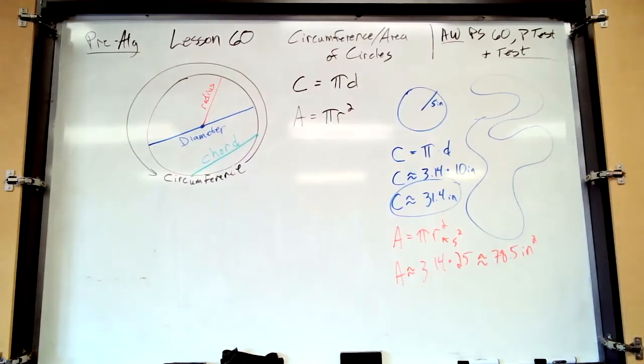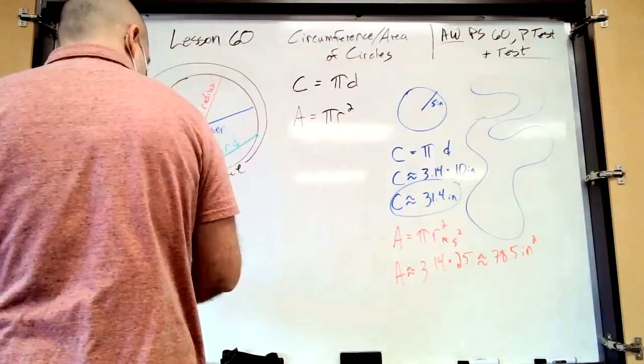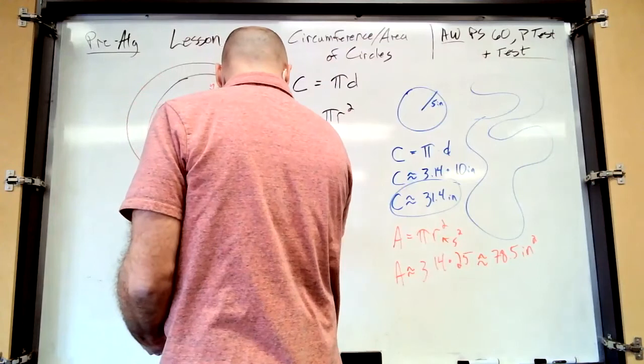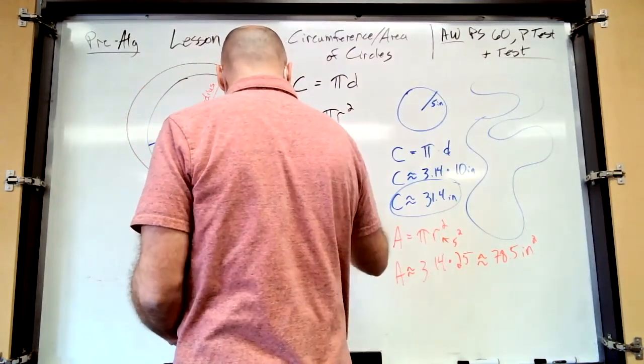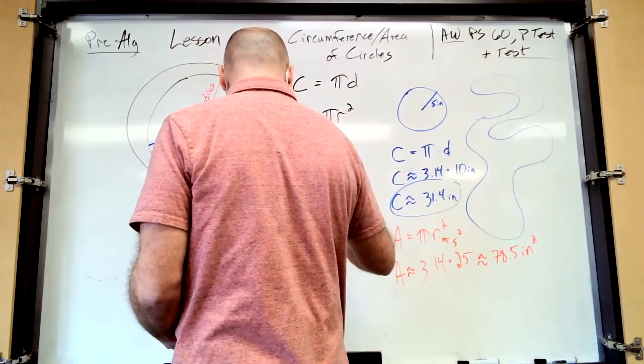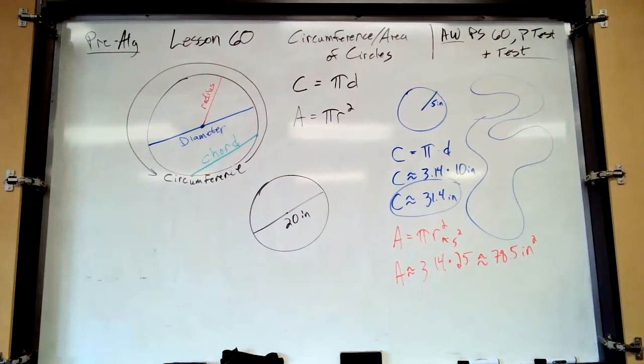All right, do another one. Ready? Let's find the area as fast as you can of this circle. Find the area of that circle for a free problem set. Area or circumference? Area.